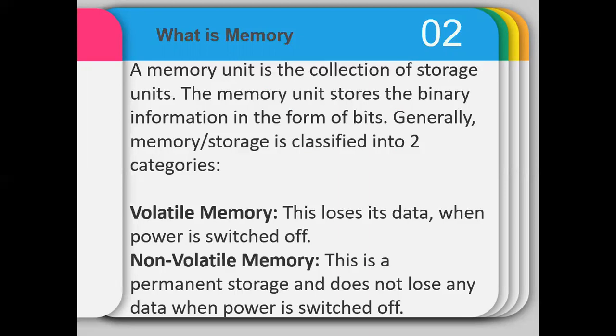The second one is non-volatile memory. It is a permanent storage. So this will not lose any data when the power is switched off. The best example is pen drive, or maybe a hard disk, or maybe optical disk. These are all non-volatile memory. So we will see in depth about memory management.